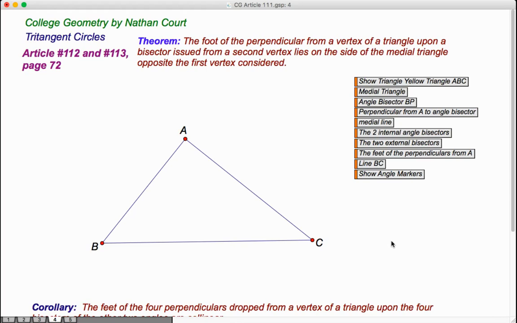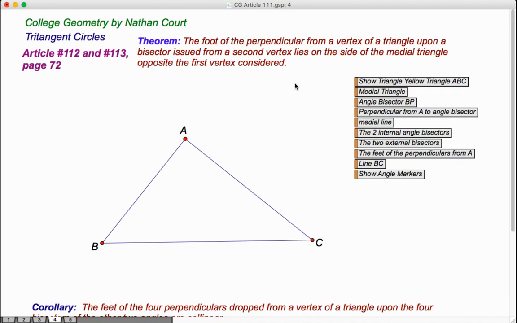Hello there. This is a continuation of the discussion of Article 112, of which this is a very immediate consequence. Hence, we can call it a corollary. Before we do anything, let us recall one more time the theorem discussed in Article 112: The foot of the perpendicular from a vertex of a triangle upon a bisector issued from a second vertex lies on the side of the medial triangle opposite the first vertex considered. Again, it was too wordy, but we were able to understand what it is.